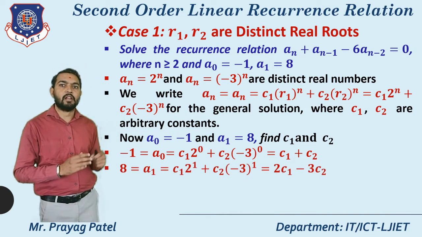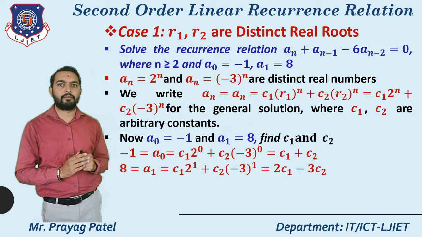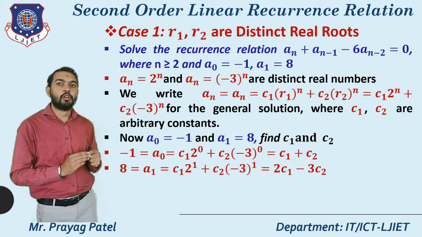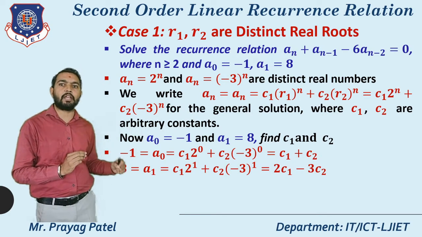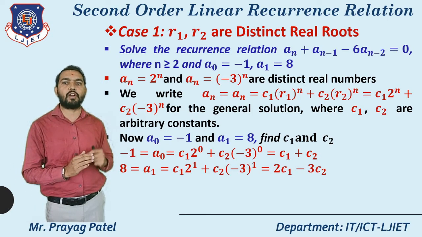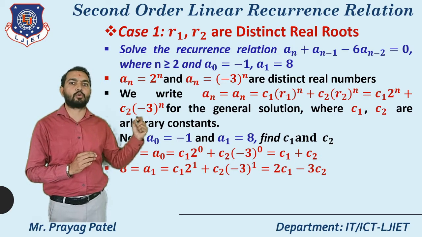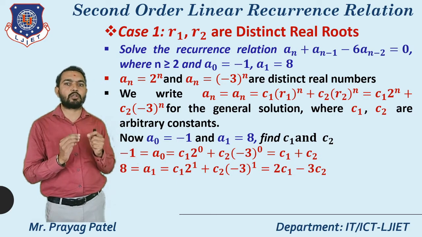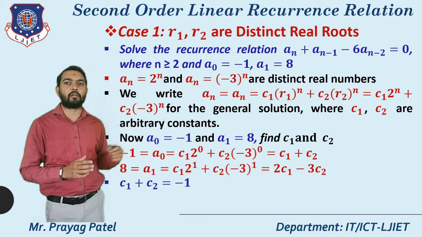Now the second case, a1 equal to 8, that means n equal to 1. So 8 equal to a1, which is c1 into 2 raised to 1, because n is considered as 1, plus c2 into minus 3 raised to 1. So the resultant value is just 2c1 minus 3c2. Now simplify these two equations.